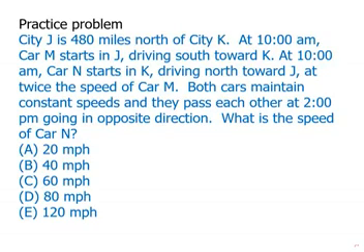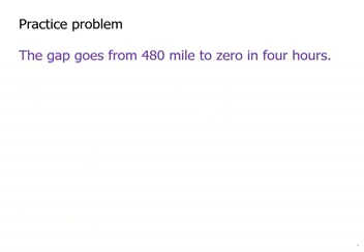So notice that it's going to make a lot of sense to focus on the gap. The gap goes from 480 miles to 0 in 4 hours. So at 10 a.m., those two cars are 480 miles apart. 4 hours later, they are 0 apart. They're passing each other going in opposite directions. So the gap goes from 480 miles to 0.